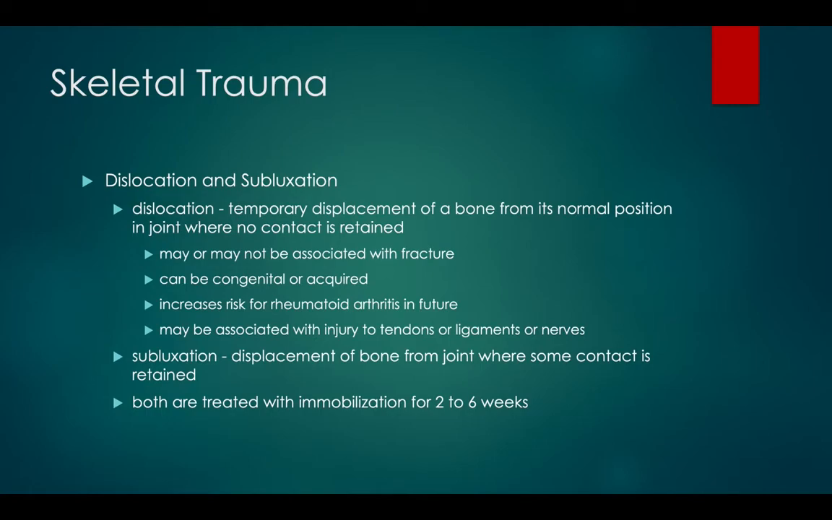So when you hear subluxation, where the joints touch each other, there's still some touching of the joints, but it's still out of alignment. With dislocation, there's a complete disassociation of the bones from one another. So with the joint, there is no contact whatsoever. Both are treated with immobilization for 2 to 6 weeks.